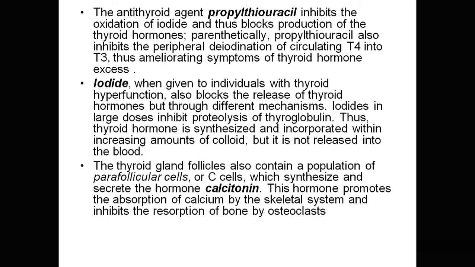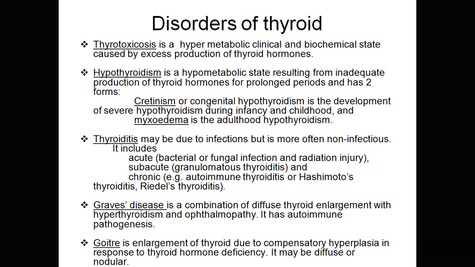This hormone promotes the absorption of calcium by the skeletal system and inhibits the resorption of bone by osteoclasts. So calcitonin has the counter effect of the parathyroid hormone, PTH. So PTH and calcitonin are both counter-regulatory hormones.